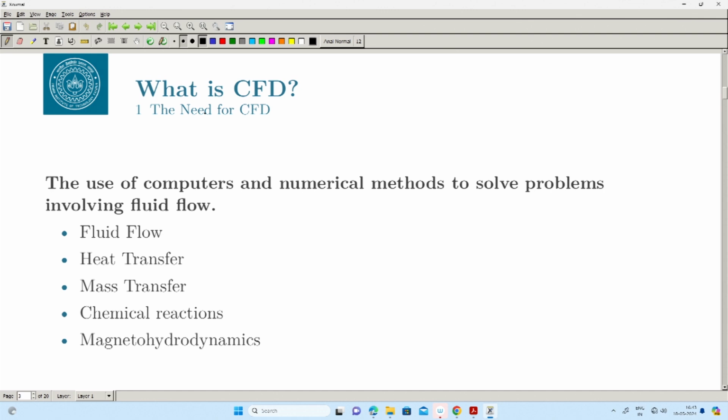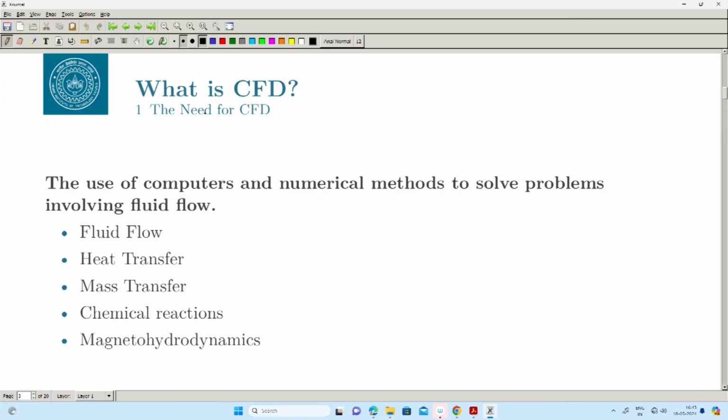Like any other physical phenomena, fluid flow is also dictated by some governing equations, and if you can solve those governing equations using the algorithms that have been developed over the years and the computer that you have, then you can basically simulate the physical phenomena on your computer. And that is what CFD is.